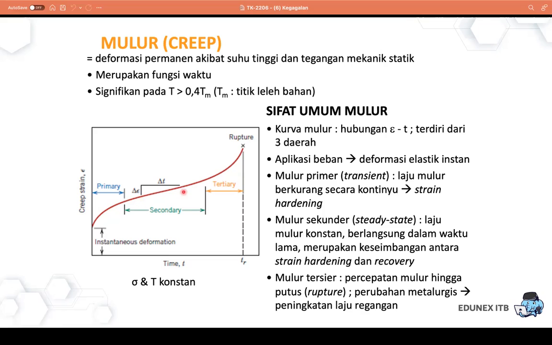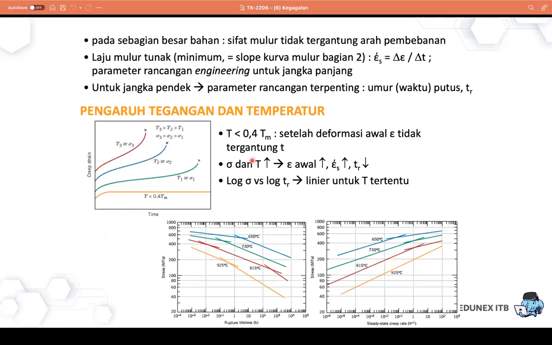We start strain hardening, and this would be acceleration of the creep because of the increasing of the creep rate. Okay, and then the creep rate also we can see it again in the mapping. Usually it is at temperature lower than 0.4 of the melting point.